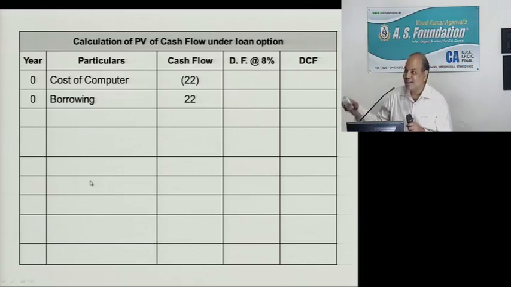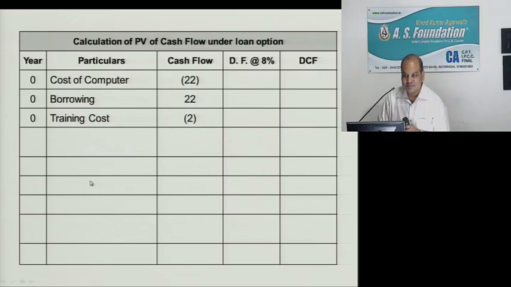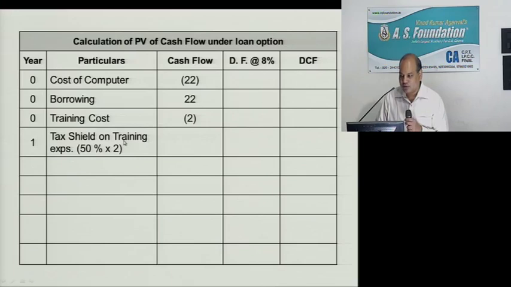Year 0 write training cost. Training cost is 2. Year 0 training cost 2 in bracket. If training cost is incurred in year 0, the tax shield will arise at the end of the year. Write year 1 next line. Year 1, tax shield on training cost.